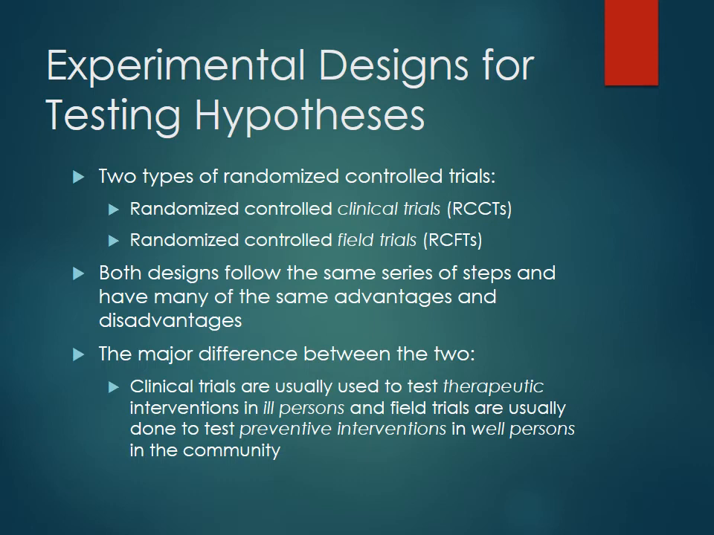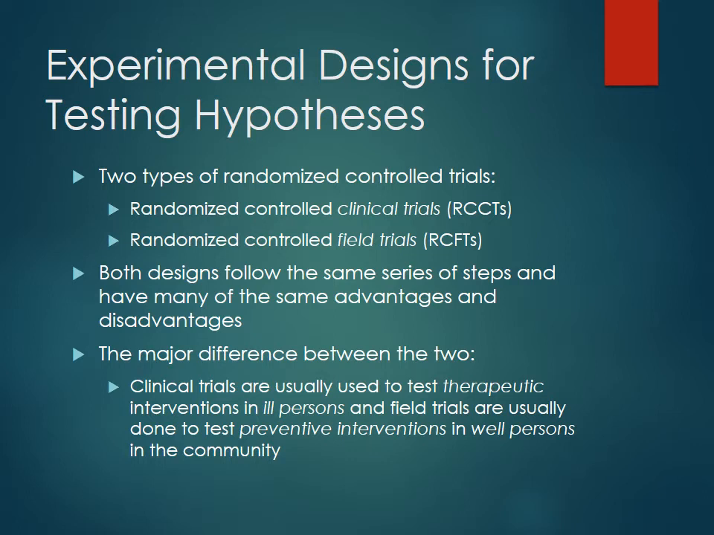Okay, so what are some experimental designs for actually testing hypotheses? Two of the big ones you're going to see, one of which we've already been alluding to pretty frequently, are randomized controlled clinical trials, otherwise typically seen as RCTs, and then a randomized control field trial, which is a little bit different, but we'll talk about how those compare and contrast a little bit.